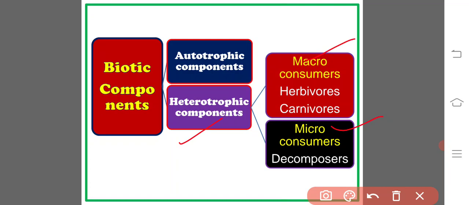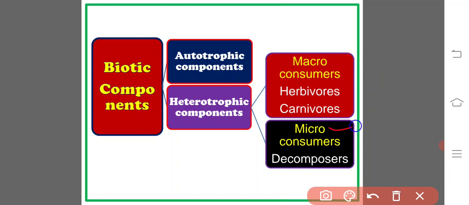The macro consumers are again subdivided into herbivores and carnivores. Herbivores are the plant-eating organisms, and these are also known as the primary consumers. The best examples are insects, goats, cows, etc. Whereas the carnivores are animal-eating organisms. They are known as the secondary consumers. The best examples are the frog, snake, etc.